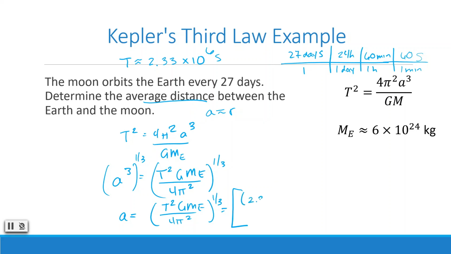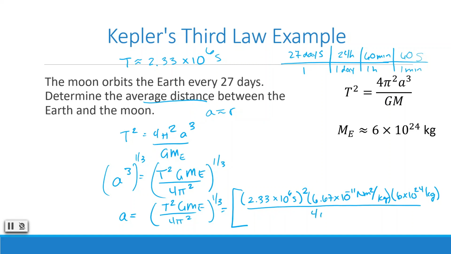So we'll plug that in here, 2.33 times 10 to the 6 seconds, squared. G is 6.67 times 10 to the negative 11 meters cubed per kilogram second squared. Mass of the Earth, we're approximating as 6 times 10 to the 24th kilograms, divided by 4 pi squared, and raising all of that to the 1/3. And that gives us the value for A equal to 3.8 times 10 to the 8th meters.